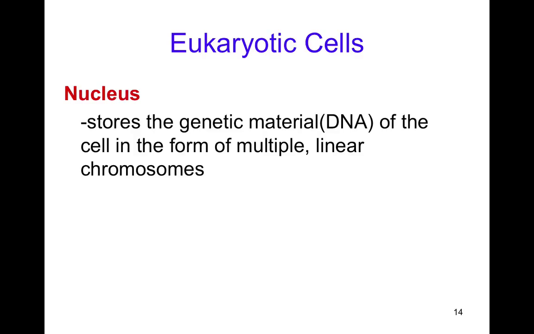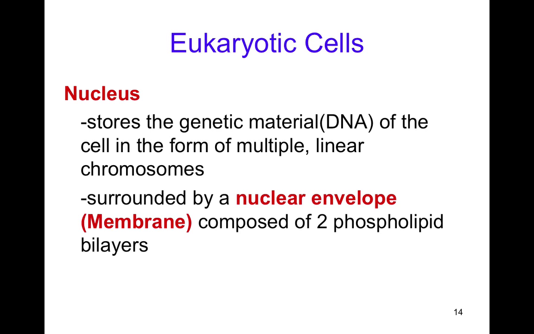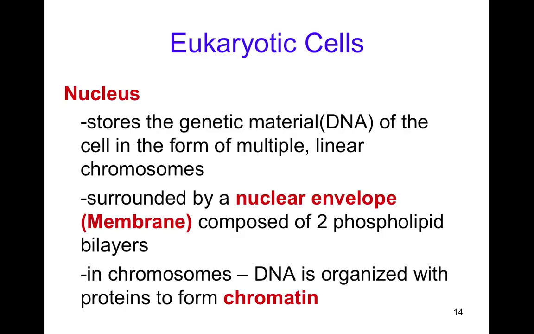So nucleus stores genetic information, aka the DNA, in these linear chromosomes. The nucleus is surrounded by what's called a nuclear envelope or nuclear membrane, which again keeps all the DNA in the nucleus. And in the chromosomes, DNA is organized with proteins to form what is called chromatin. So the DNA is wrapped around these proteins, kind of condensed basically because there's so much of it. It's wrapped around these proteins, and when it's in that form, it's called chromatin.